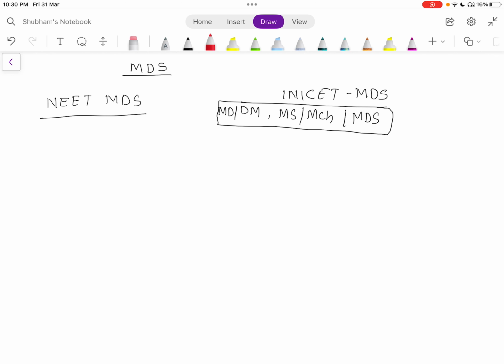So what are the major differences between them? Your NEET MDS exam is a once a year exam, conducted in December, but INICET you have twice the option, conducted around May and around November. So in your internship, you have the option to go for either the November INICET or the December NEET MDS exam.